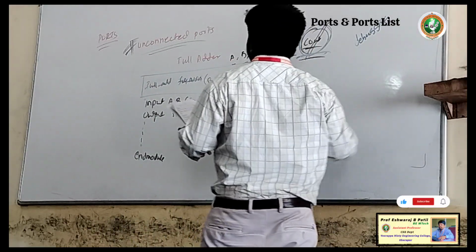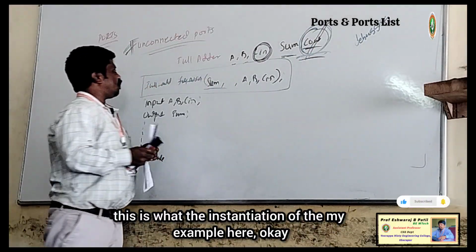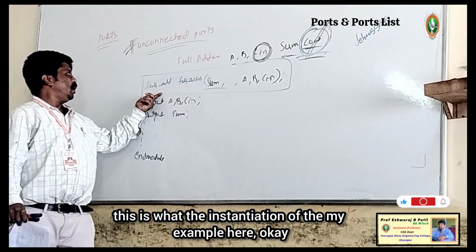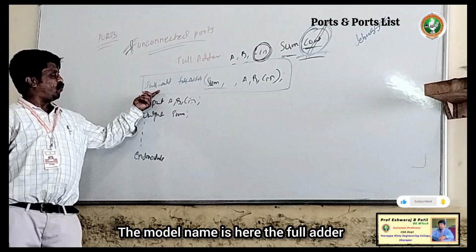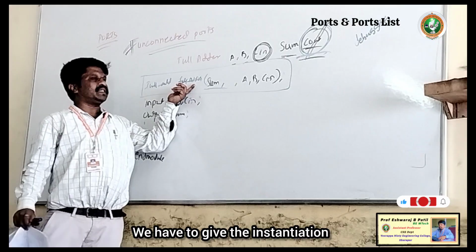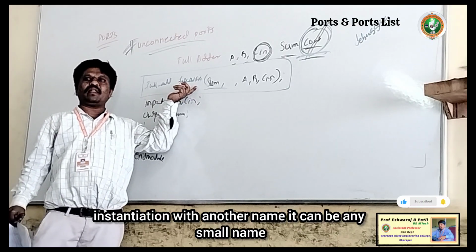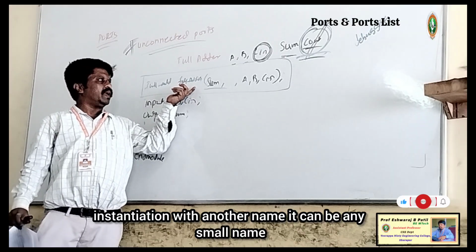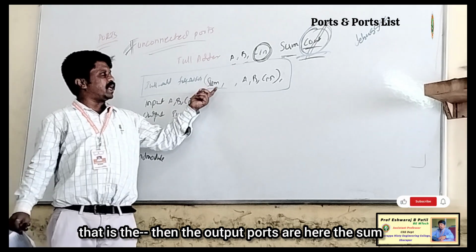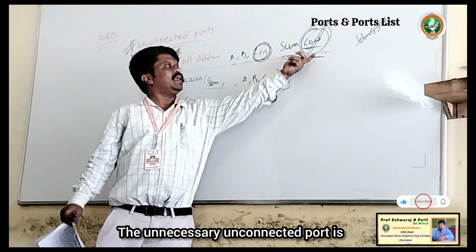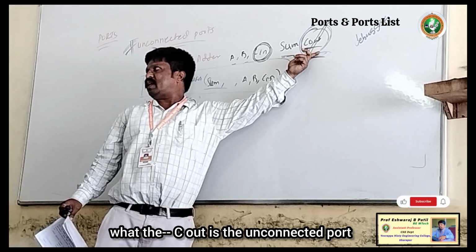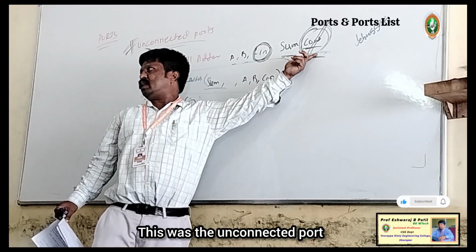Okay, this is the instantiation of my example here. The module name is the full adder. You have to give the instantiation another name, it can be any small name. Then the output ports are here the sum. The unnecessary unconnected port is what? The COT is the unconnected port.